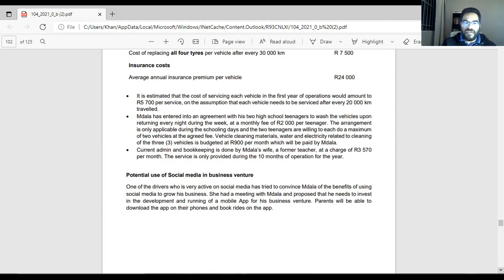Vehicle cleaning materials, water and electricity relating to cleaning of the 3 vehicles is budgeted at 900 Rand per month, which will be paid by Madonna. Current admin and bookkeeping is done by Madonna's wife, a former teacher, at a charge of 3,570 per month. The service is only provided during the 10 months of operation of the year.